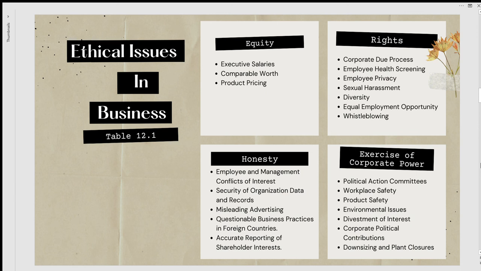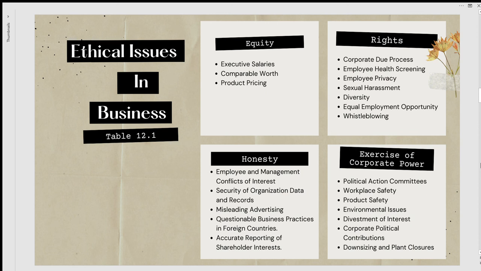In the context of honesty naman, we have the employee and management conflicts of interest, security of organization data and records, misleading advertising, questionable business practices in foreign countries, and accurate reporting of shareholder interest. One example dyan is yung employee and management conflict of interest. So, ito yung if yung staff member mo took part sa activity or relationship that benefits them. So, parang nagkakaroon sila ng personal gain from that activity and relationship.